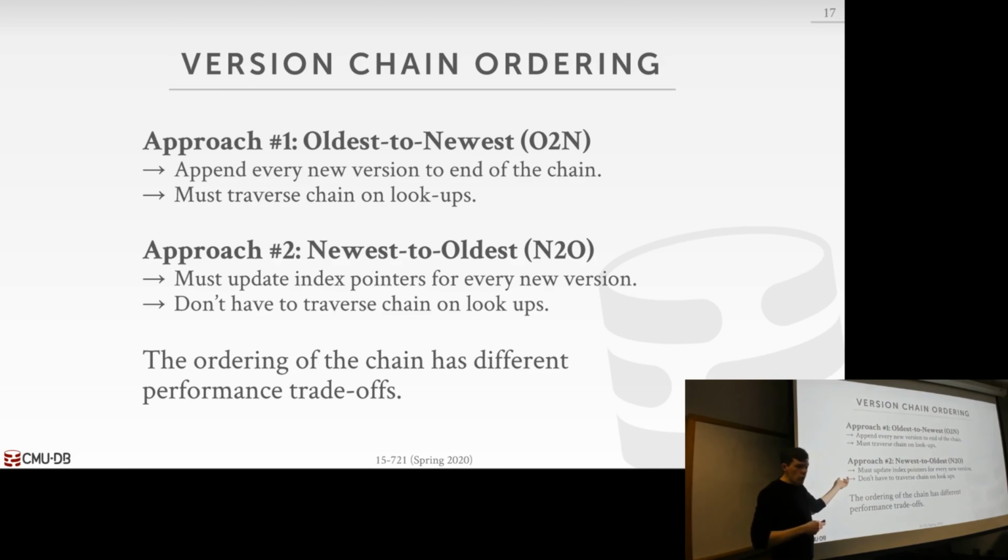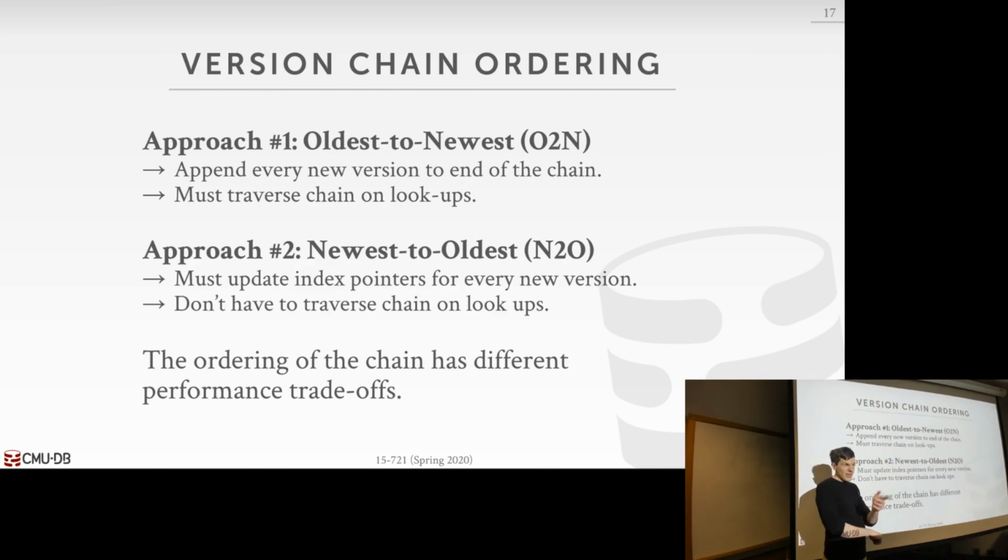You could also go newest to oldest, where the head of the version chain is always the latest version that just got created. So you don't need to update any previous versions. You just add your new version and have its pointer point to the old head of the version chain. What's one obvious problem with that? So it's faster doing lookups, obviously, because if I want the newest version, I land at the head of the version chain and I'm done. Yes.